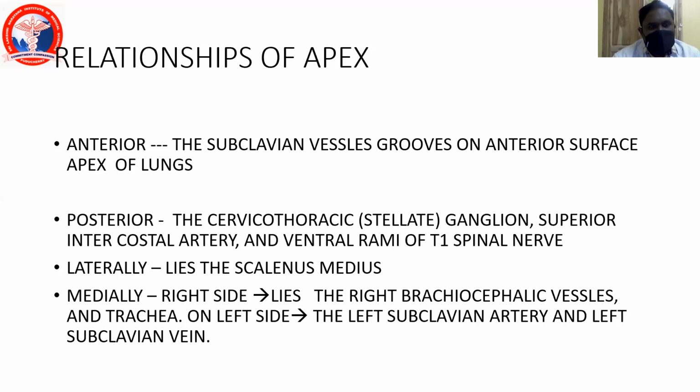Relationships of the apex. Anteriorly, the subclavian vessels groove on the anterior surface of the apex of the lung. Posteriorly, the cervicothoracic or stellate ganglion, superior intercostal artery, and ventral rami of the T1 spinal nerves. Laterally lies the scalenus medius. Medially, on the right side lie the right brachiocephalic vessels and trachea. On the left side, the left subclavian artery and the left subclavian vein.